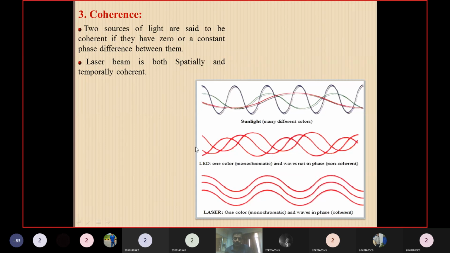So do you know what is the wavelength definition?